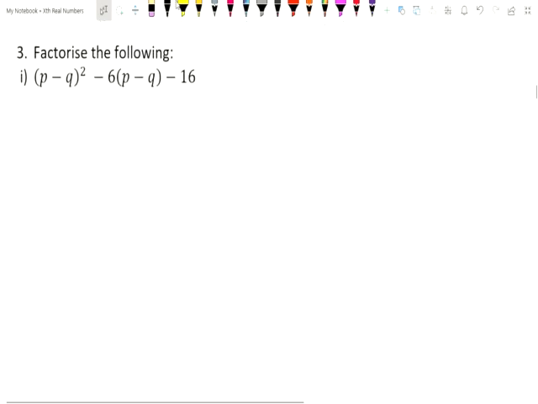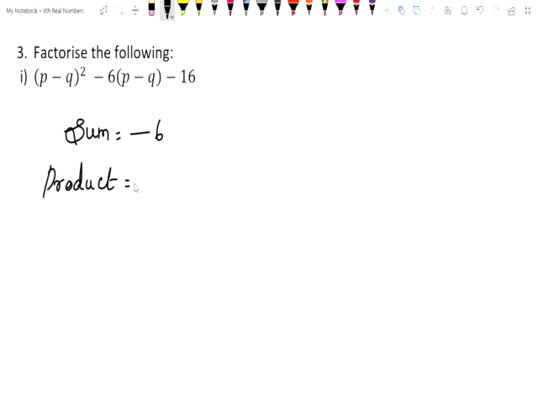Factorize the following. (P minus Q) the whole square minus 6 into (P minus Q) minus 16. In this, sum equal to minus 6, the middle term, the coefficient of (P minus Q). Product equal to, here the coefficient is 1, you have to multiply this, 1 into minus 16, minus 16.